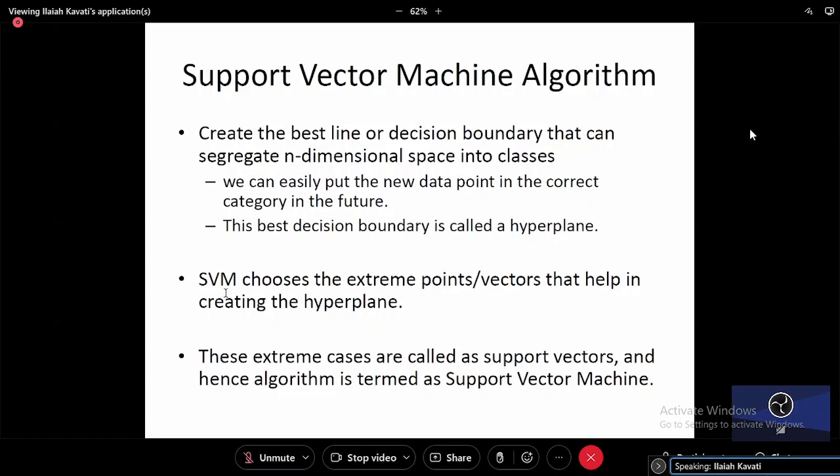The support vector machine chooses the extreme points, which are called support vectors. Extreme points are support vectors that help in creating the hyperplane. Now, what are the support vectors? The extreme cases, or extreme data points in the training set, are called support vectors, and that is why this algorithm is called the support vector machine algorithm.